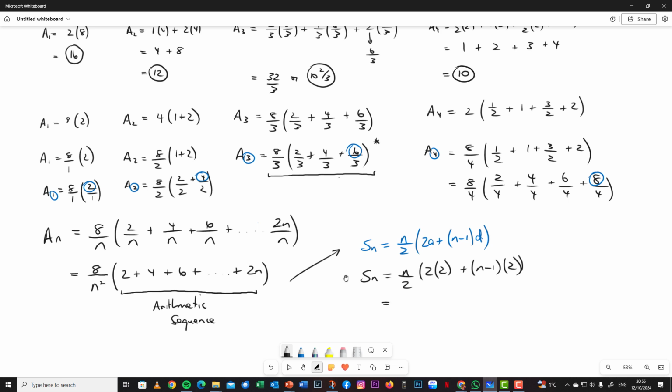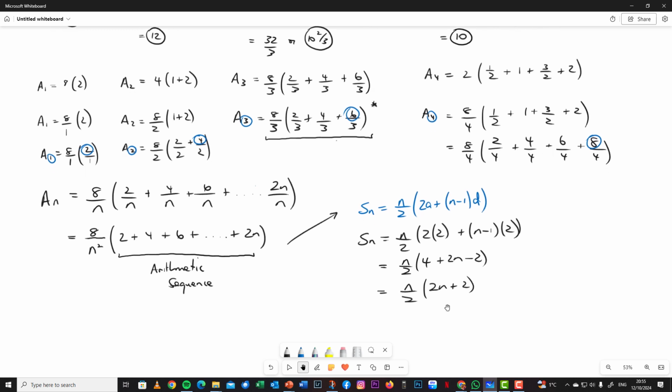Tidy this up and we get n over 2 on 4 plus 2n minus 2. Tidy it up further, we get n over 2 on 4 minus 2 is 2, so this is 2n plus 2. And then let us divide this 2 into these 2's, so we have n on n plus 1. So we can replace all of this in the bracket with n on n plus 1.